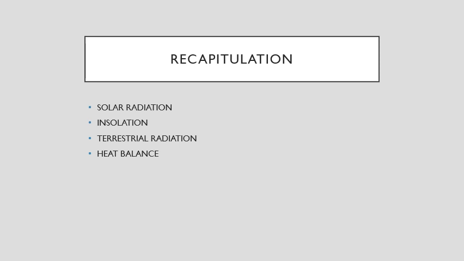Now, in recent times, this heat budget has got disturbed because the percentage of greenhouse gases has increased in the atmosphere. So, they are absorbing more terrestrial radiation than they should actually be doing, which is raising the temperature, resulting in global warming.